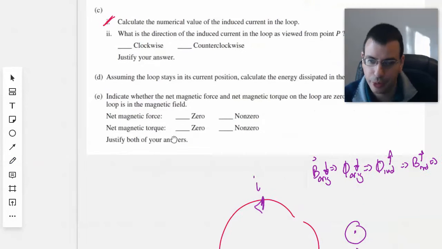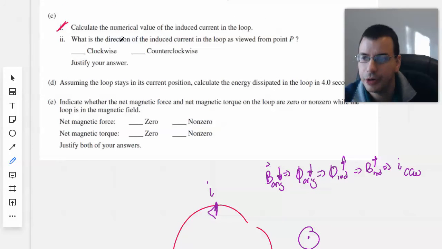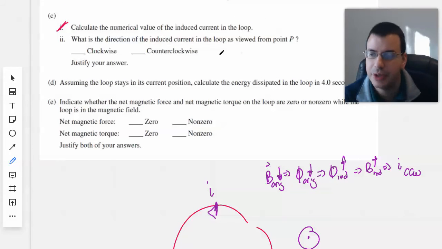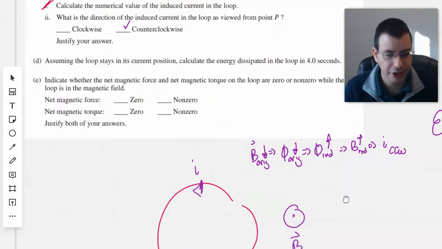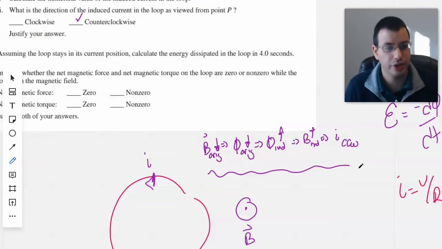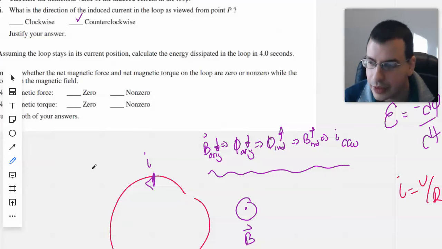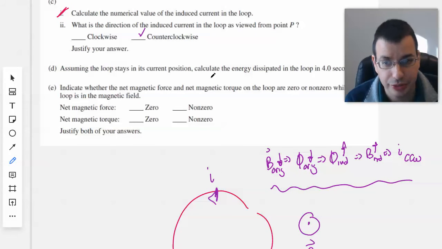coming around the loop. And assuming the loop is staying in its position. What is the direction of the current as viewed from point P? Counterclockwise. And this is the justification I would use, right there, assuming the loop stays in its current position. It's almost confusing because current and current. Never mind, not important.